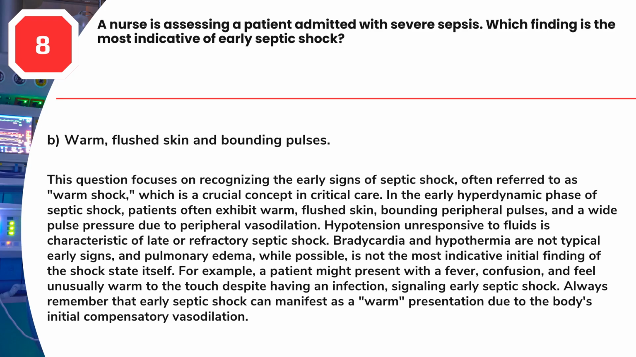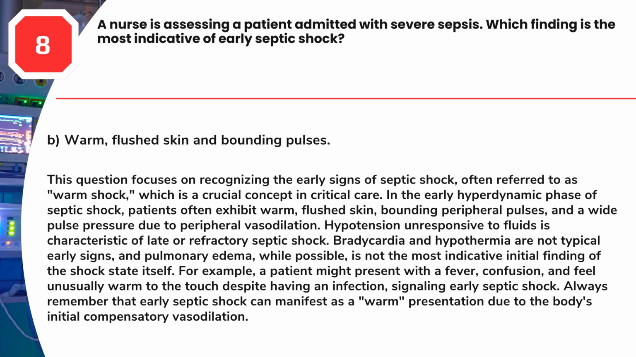Answer, B. Warm, flushed skin and bounding pulses. This question focuses on recognizing the early signs of septic shock, often referred to as warm shock, which is a crucial concept in critical care. In the early hyperdynamic phase of septic shock, patients often exhibit warm, flushed skin, bounding peripheral pulses, and a wide pulse pressure due to peripheral vasodilation.